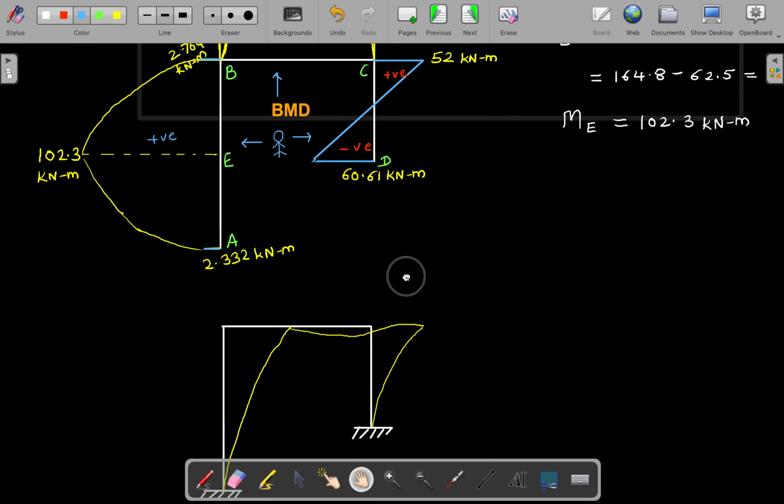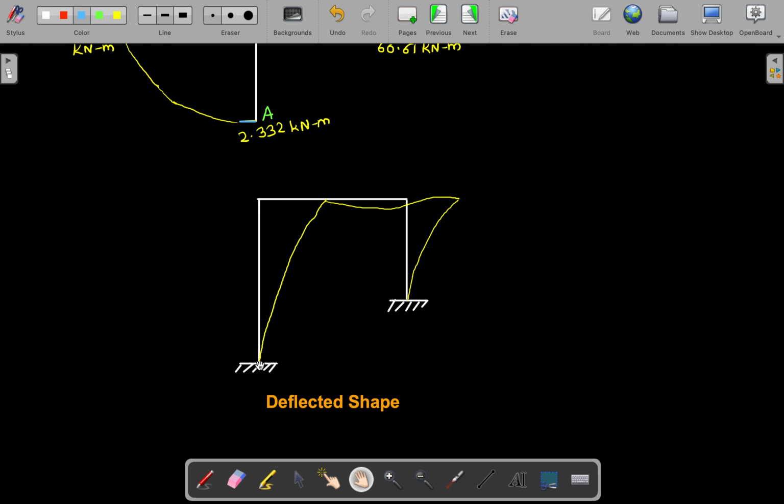Now the deflected shape is, because of swaying, naturally it will deflect like this, right? And this particular part, because there is some loading and because of swaying, it will go a little down. Because there is some load acting, we have to show a slight deflection there, and then it connects to this point. So this is our final deflected shape for the particular frame.